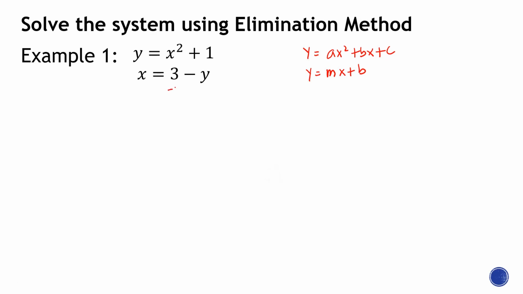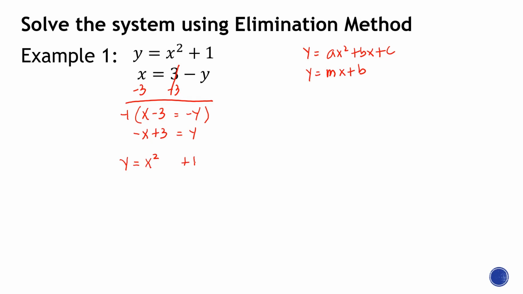So what I can do is subtract 3 first on both sides, and that will give me x minus 3 equals negative y. Now y must be positive, so I will multiply each term by negative 1. This will give me negative x plus 3 equals positive y. And then I will set up the two equations like this. y equals x squared plus 1.